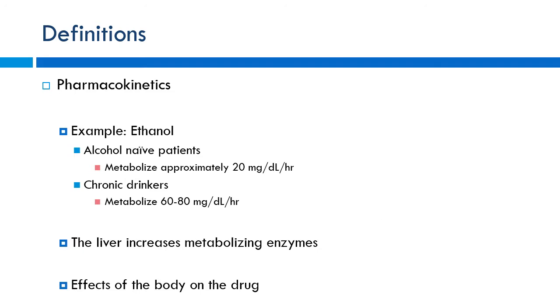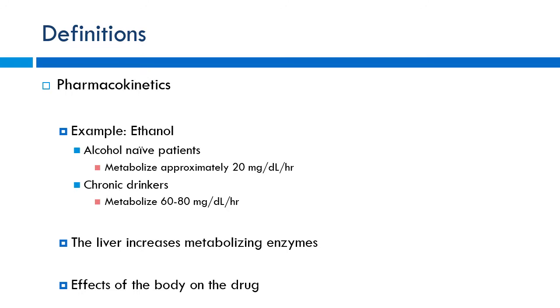Okay, so another example, going back to ethanol. I always use this a lot, so people usually think I'm an alcoholic by the end of this class, but that's okay. Functional alcoholic is the key operative term there. So for alcohol-naive patients, someone who does not drink regularly, so I'm going to assume every single one of you, they normally will metabolize, say, 20 milligrams per deciliter per hour. I mentioned that example in physio recently. That is something you can assume for most people.